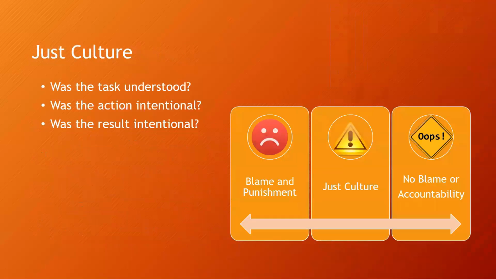So when you think about errors, I think it's really important for schools, faculty, and preceptors to make sure that we're introducing and using the concept of just culture whenever there's an error. Was the task understood? Was the action intentional? Was the result intentional? Those are key questions we're going to look at. And just culture, if you're not familiar with it, and to really oversimplify it, is a balance between a culture of blame and punishment and a culture of no blame and no accountability. Historically, those are two ways that employers and healthcare facilities have looked at errors.